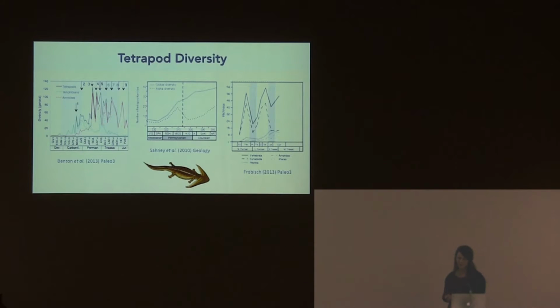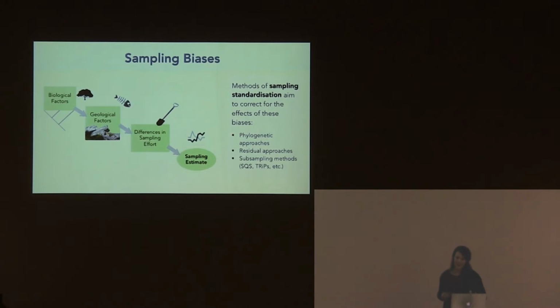So this is not the first time that tetrapod diversity has been looked at. It has been looked at by a number of people before, but traditionally diversity analyses are done using raw data, and we all know that the fossil record is not absolutely perfect. There are a number of sampling biases, and obviously before even humans get to it, you have biological factors, so between different habitats you'll have different numbers of animals, you also have differences in evolutionary rates, and then as you get on into geology you have differences in preservation potential, and then once humans get into it, where they sample, what is sampled, what is available to be sampled, and this all affects your final sampling estimate.